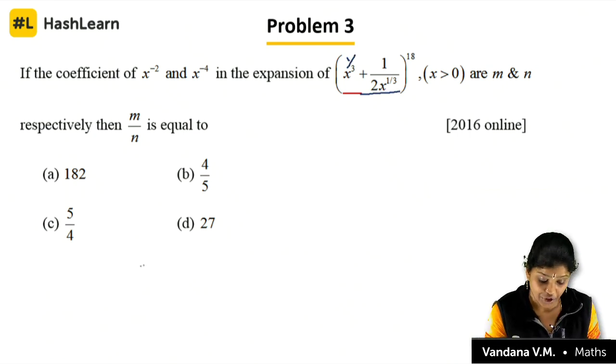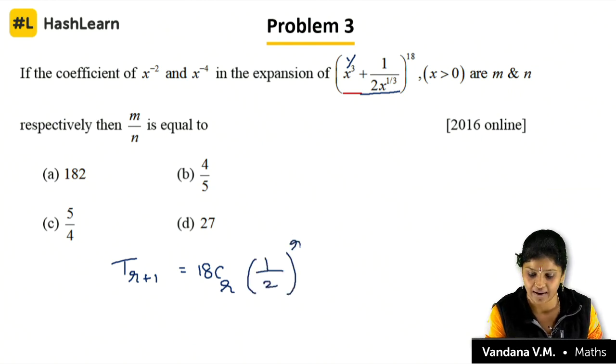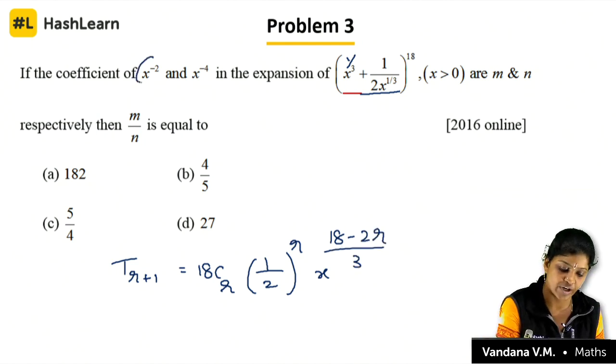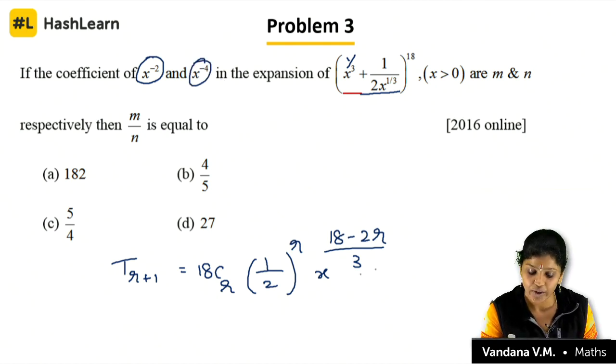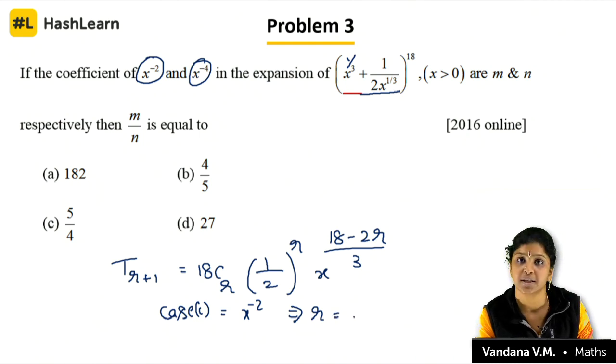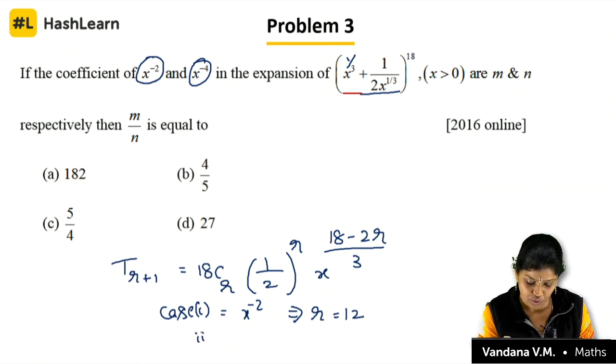So what is the general term? What we got? Let me write. T r plus 1 is 18Cr 1 by 2 whole power r, x power (18 minus 2r) by 3. So the first case is equating to minus 2, the second case is equating to minus 4. If you equate case 1, x power minus 2, you will get the r value as 12. 13th term. Next case 2. If you equate to x power minus 4, you will get the r value as 15.